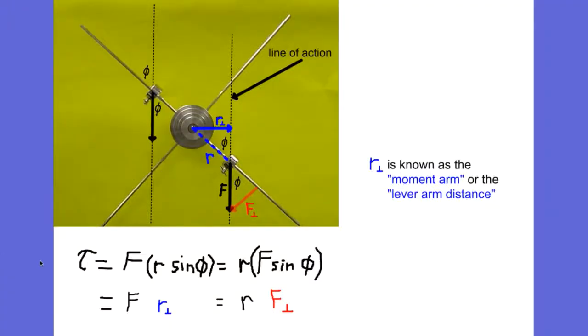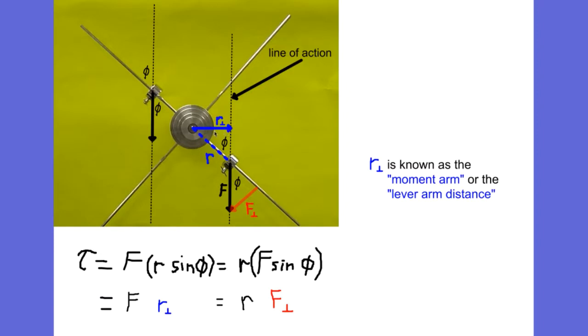Our equation for torque is F times R times the sine of phi. We know that the order of multiplication is not important, so we can look at this as F times R sine phi, or we can look at it as R times F sine phi. So this R sine phi, we're going to call that R perpendicular, and F sine phi we're going to call F perpendicular.